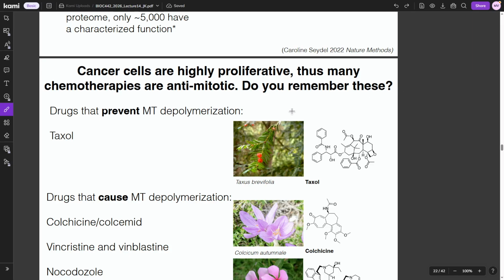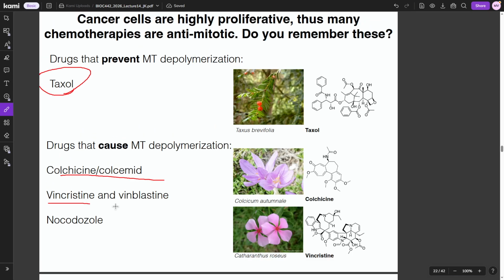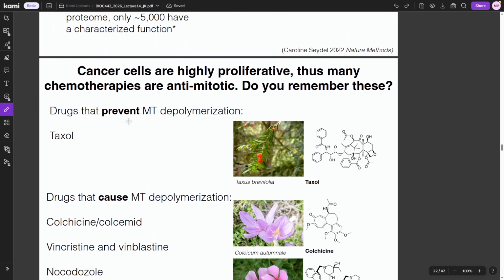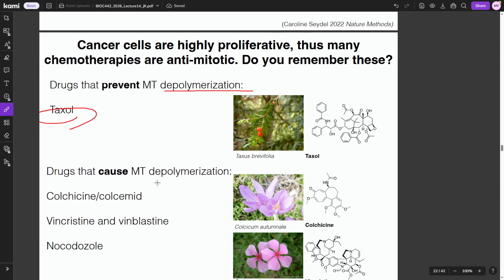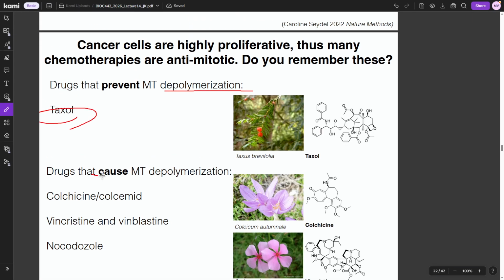So yeah, we talked about a lot of these drugs already. Taxol, colchicine, colcemid, vincristine, vinblastine, nocodazole. These are really important drugs because, if you see here, we have Taxol, which prevents microtubule depolymerization, so your microtubules can't break down. And we have things like vincristine and nocodazole, which actually cause them to depolymerize. So there's a lot of things here that break division abilities.